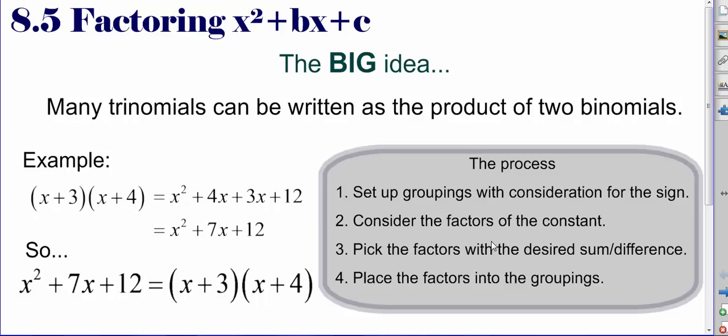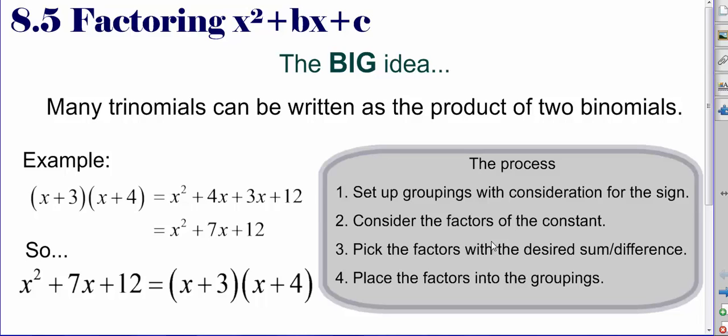Today we're going to work on factoring when we have a trinomial in the form of x squared plus bx plus c. The big idea is that many trinomials can be written as the product of two binomials.